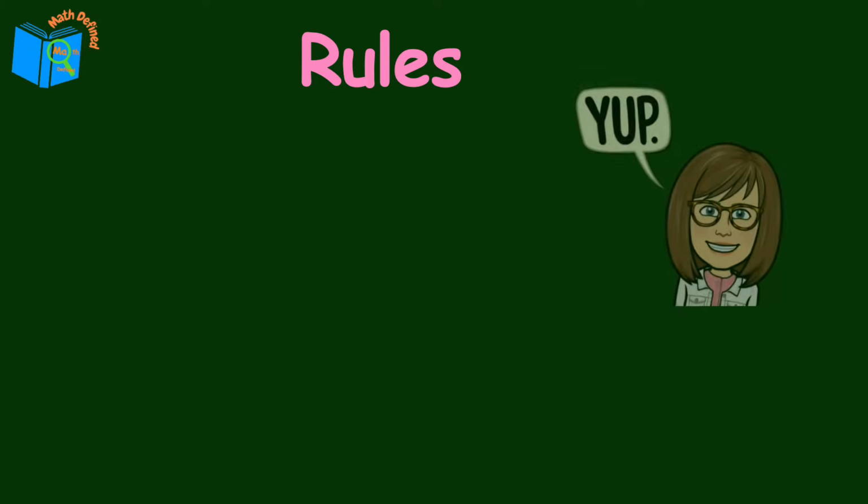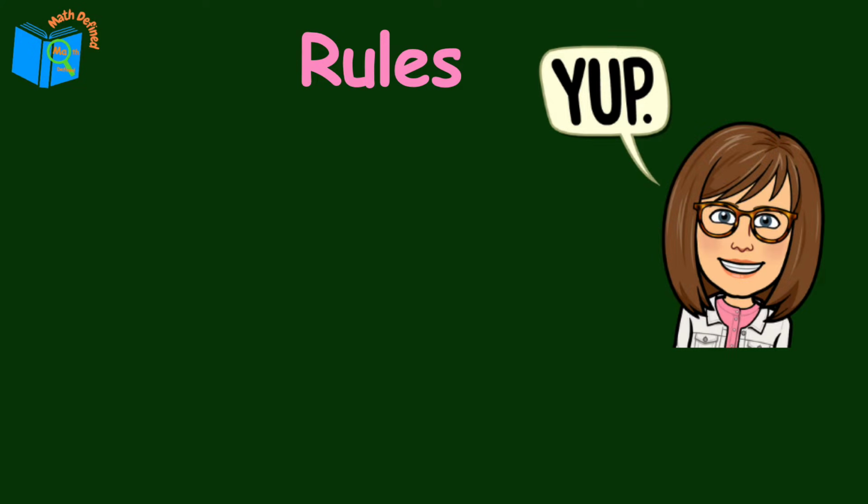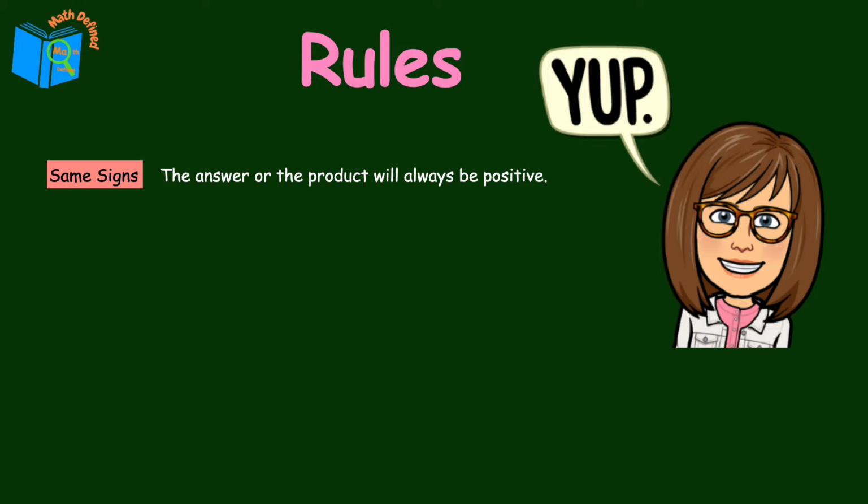Now, when it comes to multiplying decimal numbers and fractions, there are a couple of rules we need to keep in mind. The good news is that the rules are exactly the same as with multiplying with integers. When you multiply two numbers with the same signs, the answer or the product will always be positive. For example, positive 4 times positive 5 equals positive 20, and negative 3 times negative 2 equals positive 6.